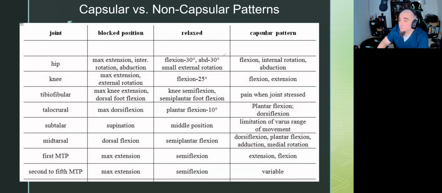Why would we do mobilization? If the patient has limits in flexion, internal rotation, and abduction. So if they're limited in all three of those, that's an indication that it is a capsular pattern, and therefore we should do joint mobilizations. If they're limited just in flexion, that's the only thing they have the problem with, that's not likely a capsular pattern.